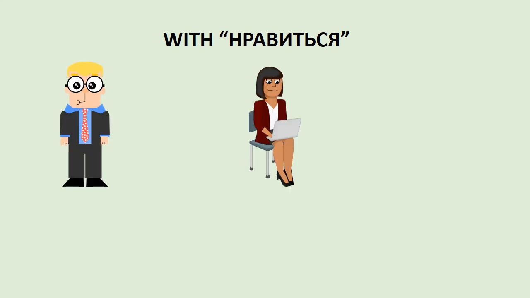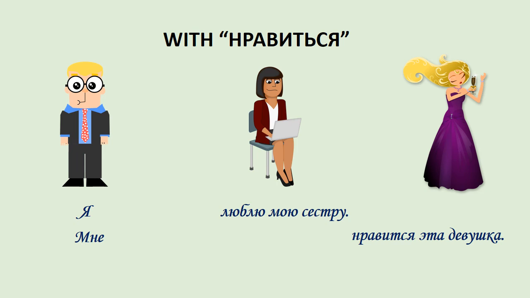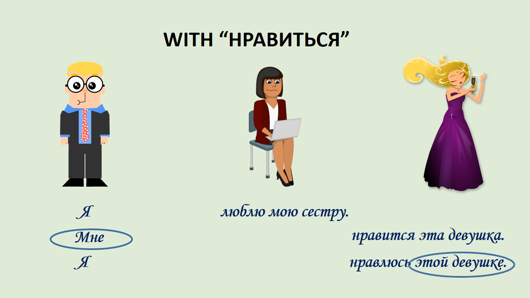The next function of the dative case is usage of the construction that includes the word нравится. You remember me and my sister, right? Now I also want to introduce you to the girl I met at a party a couple of weeks ago. So I can definitely say that я люблю мою сестру, and I can, with equal assurance, say мне нравится эта девушка, and I hope that я нравлюсь этой девушке as well.